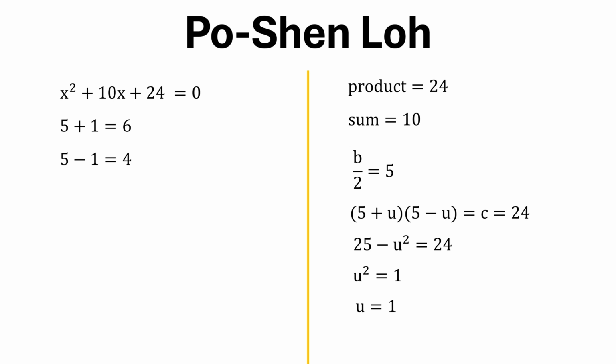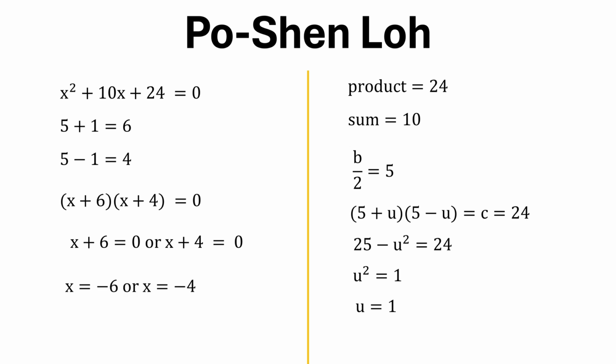Now everything is just like we did for the factoring method. X plus 6 times x plus 4 equals 0. And from the zero product property, we get either x plus 6 equals 0 or x plus 4 equals 0. Finally, we get either x equals negative 6 or x equals negative 4.